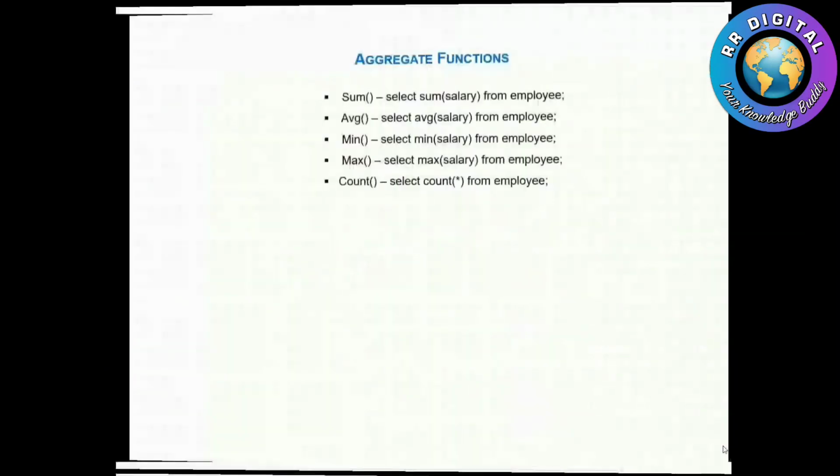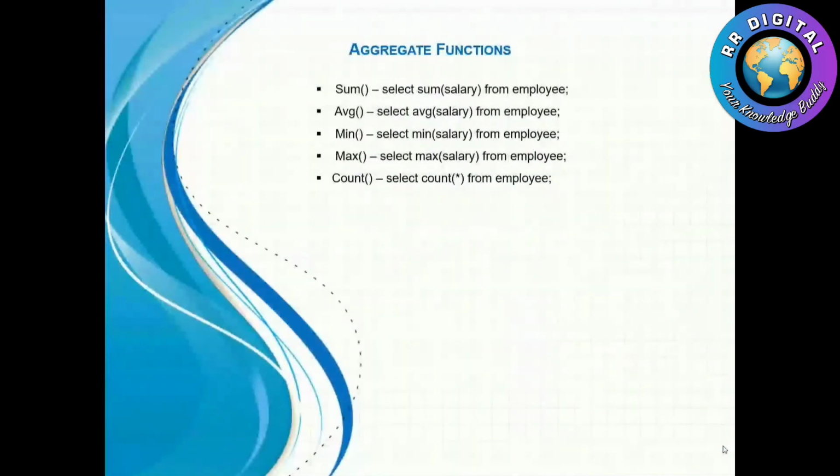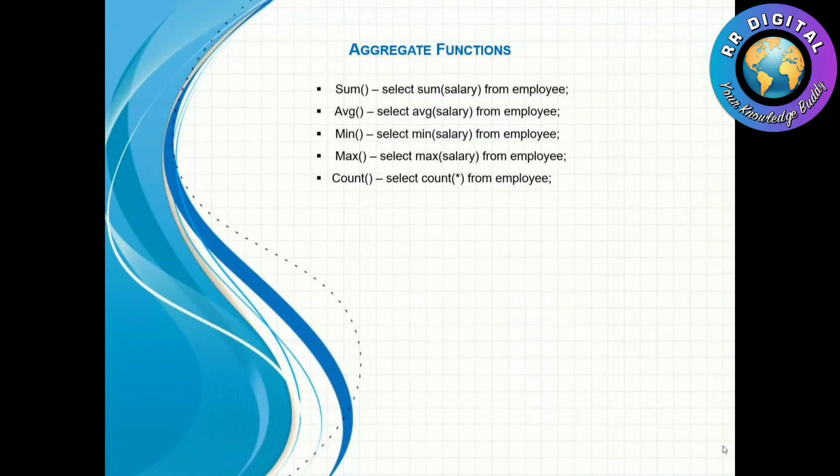And next, aggregate functions. Aggregate functions means, like sum, for example, 10 employees are there, all the 10 employees related salary you have to apply sum. And average salary. Minimum, lowest salary, which employee is getting the lowest salary. Max, which employee is getting the highest salary. So these aggregate functions also we'll see now.